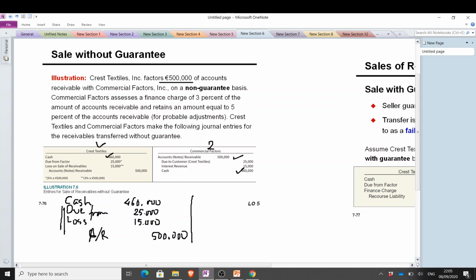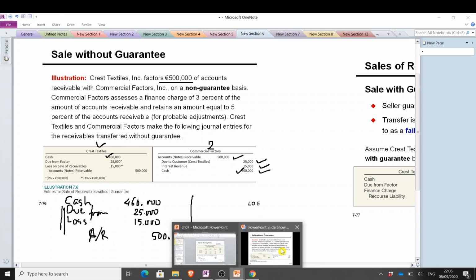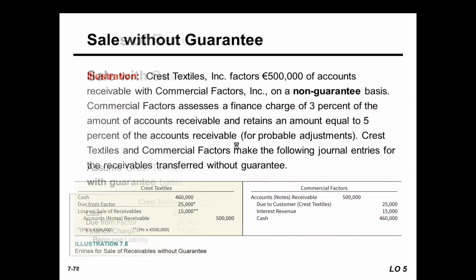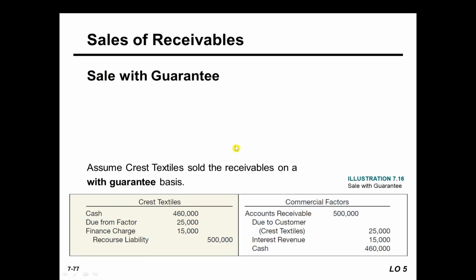While the commercial factor journalizes, first, they have accounts receivable of 500,000. It is the amount of accounts receivable that is factored, and then they have a payable of 25,000 and some interest revenue of 15,000. So the cash paid on these is $460,000. That is the example of sales without guarantee. And what about if they sell with guarantee?